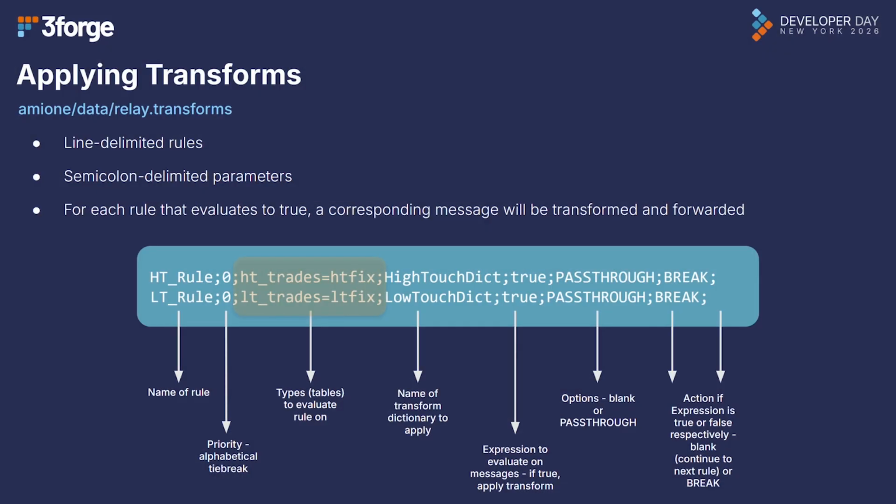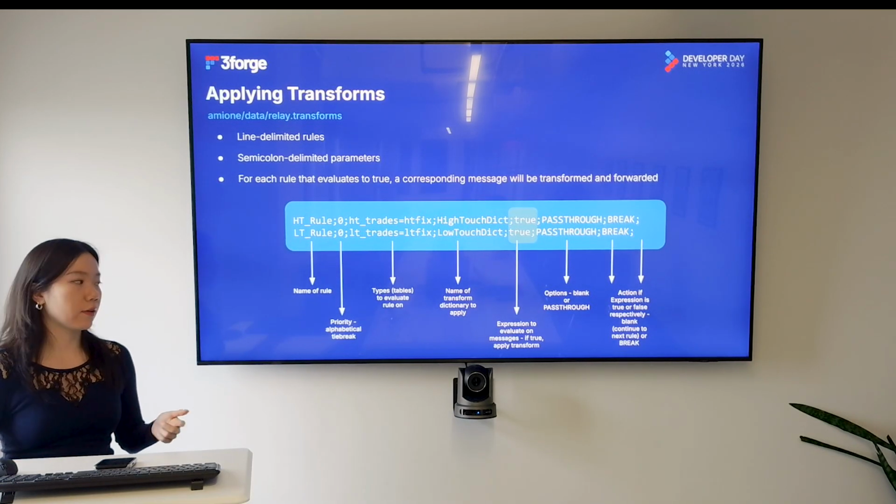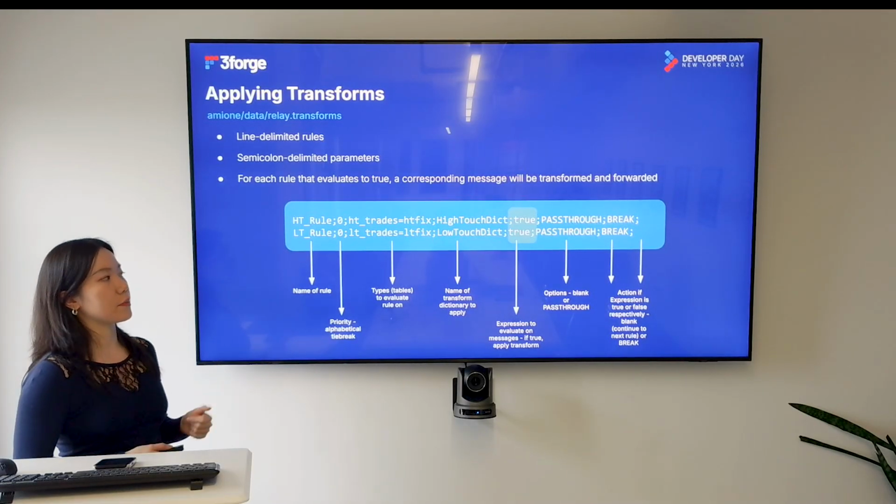Then you define which tables that you want to apply that rule on. You have the name of the dictionary next that is applied by that rule. And then you have the expression to evaluate on the incoming row. So if this evaluates to true, that means apply the transformation.